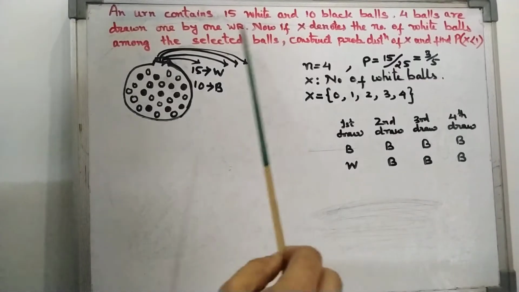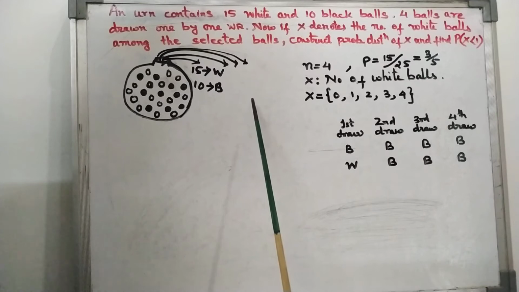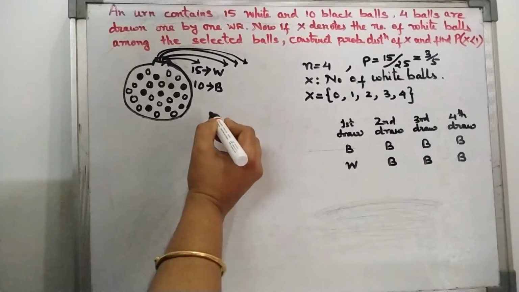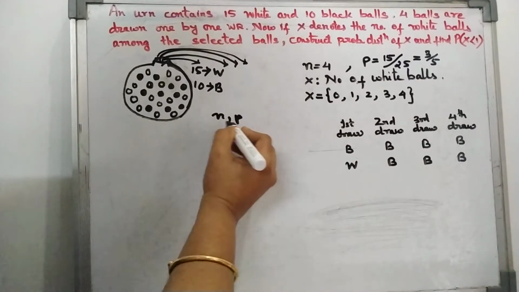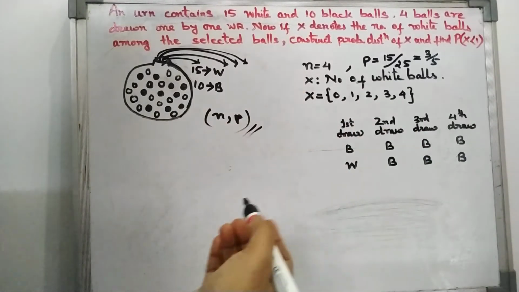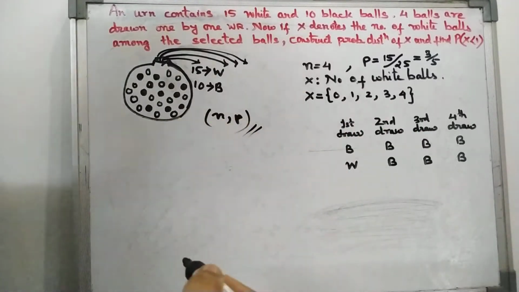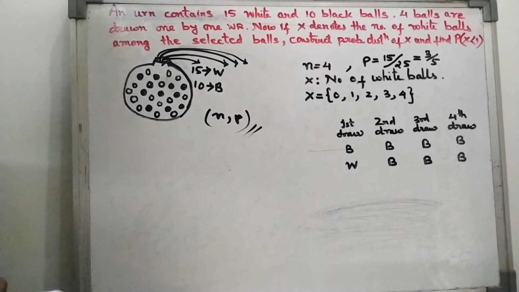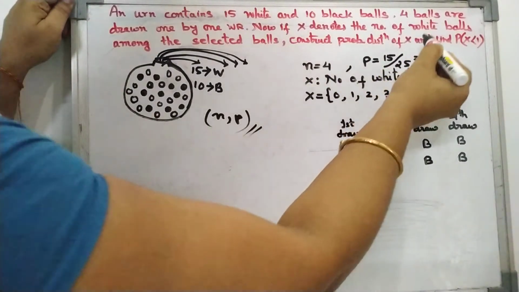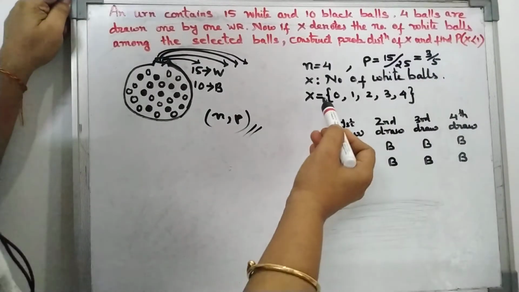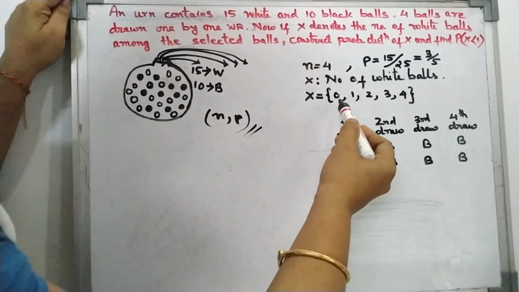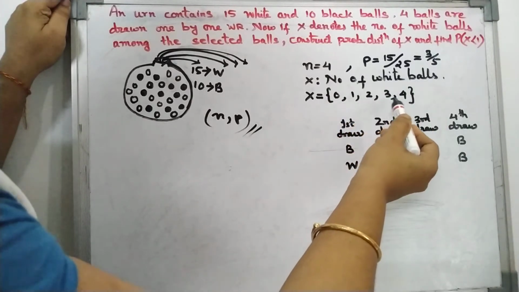So we use binomial distribution here, and as you know, the parameters of the binomial distribution are n and p. If we know these two things, we can easily write the probability distribution function of the binomial distribution. That will help us find the probability, because here we are asked to construct the probability distribution of x. Since x is the number of white balls, it takes the values 0, 1, 2, 3, 4.